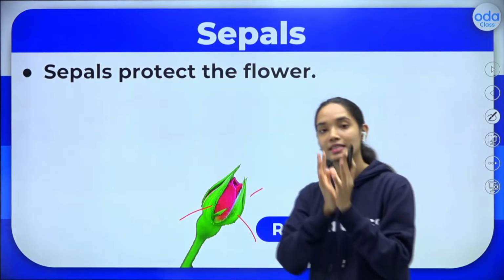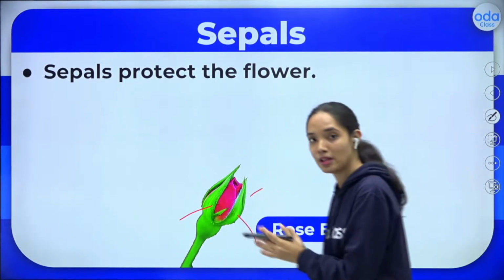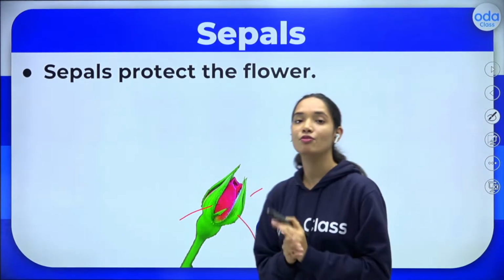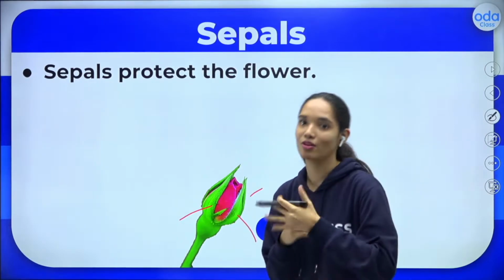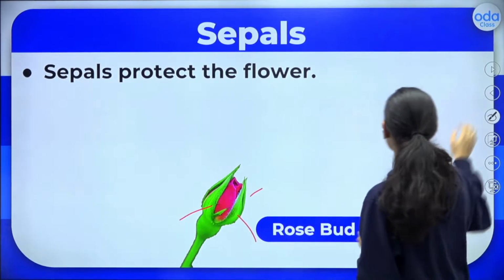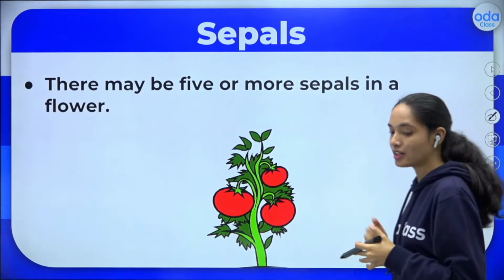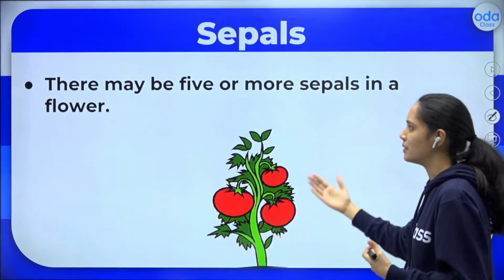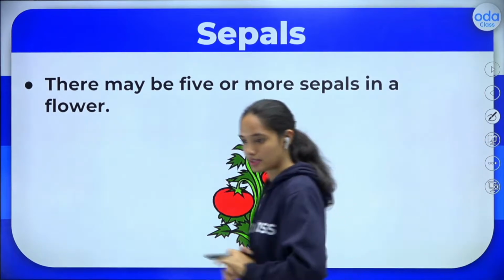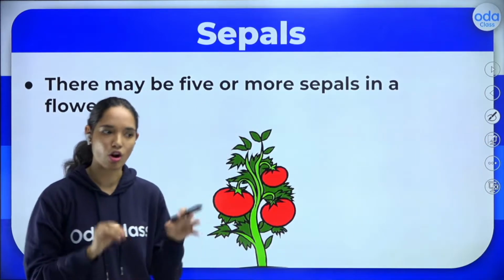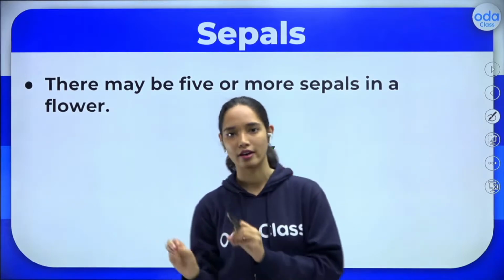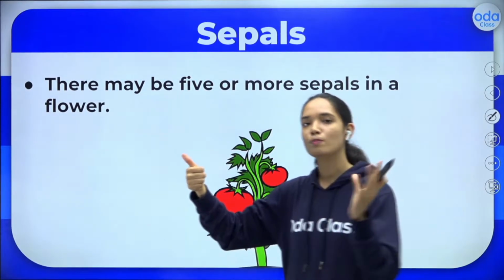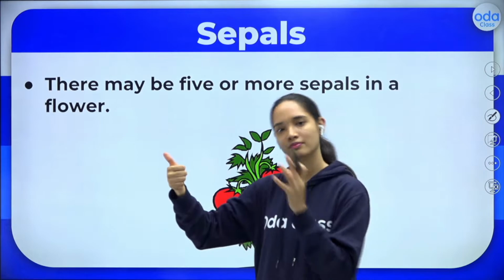So what is the main function of a sepal? Sepal is present in the flower to protect the flower. And my dear students, there might be 5 or more sepals in a flower. This is the first layer, the first part of a flower. The group of sepals is called calyx.